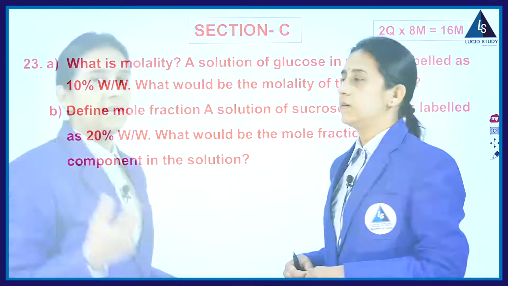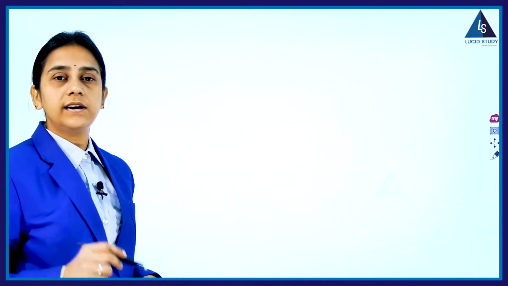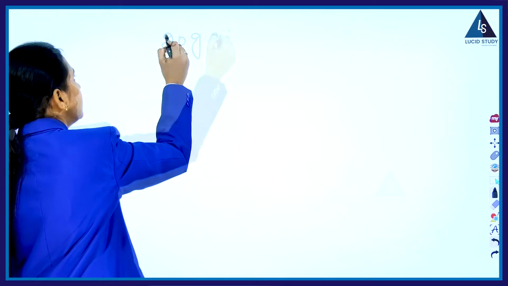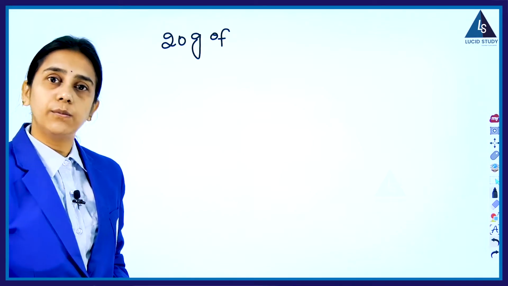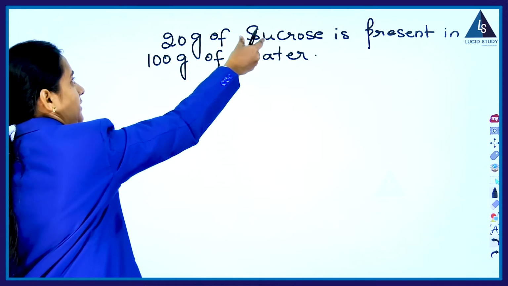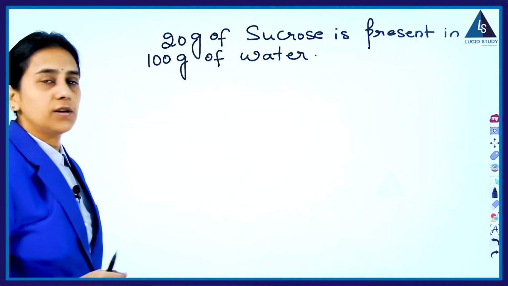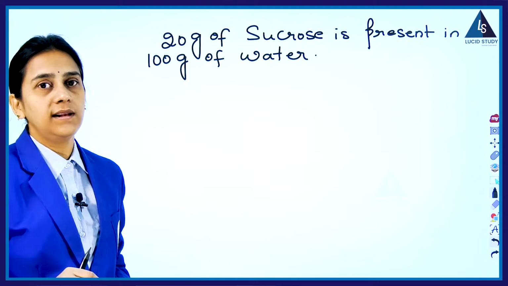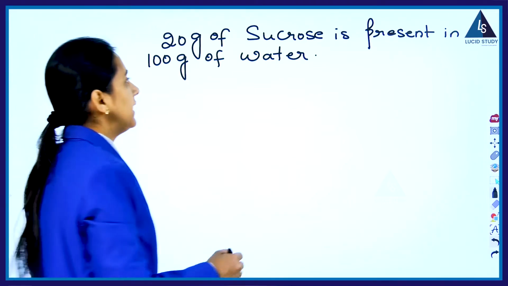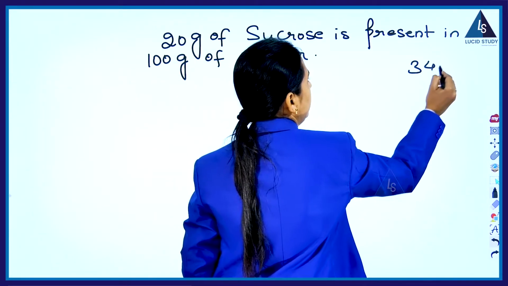the solution. Let's do the problem now based on the mole fraction. And he has given you the information that 20% W by W means 20 grams of sucrose is present in 100 grams of the solution. Your sucrose is a solute and water is a solvent. The formula for sucrose is C12H22O11 and the molecular weight of that is 342 grams.